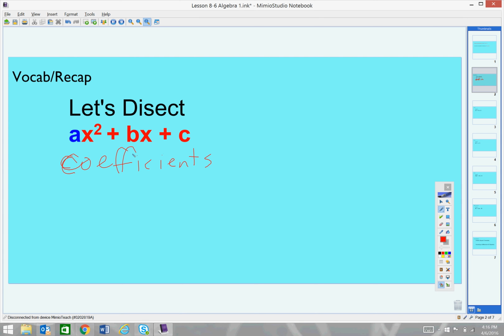They are the number before the letter. Then C has another name, okay? The C has the name constant. It means it's a number. It's not changing.